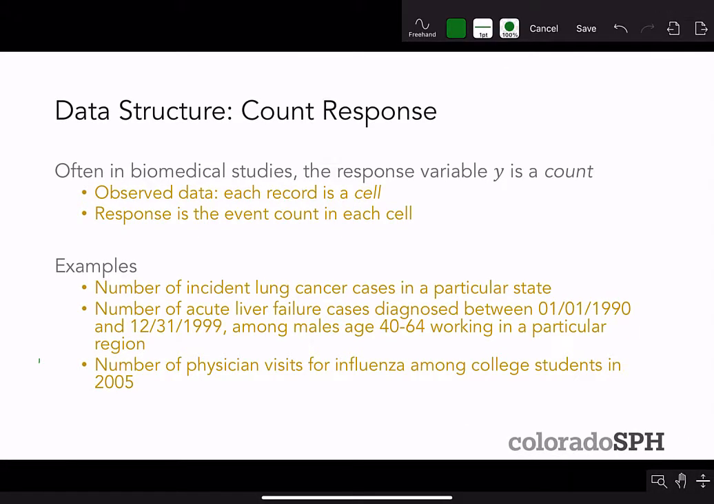but just below I have a couple listed, and that can include the number of incident lung cancer cases in a particular state or region, or the number of acute liver failure cases diagnosed between particular dates among, say, males of a particular age working in a particular region, or the number of physician visits for influenza among college students in 2005.